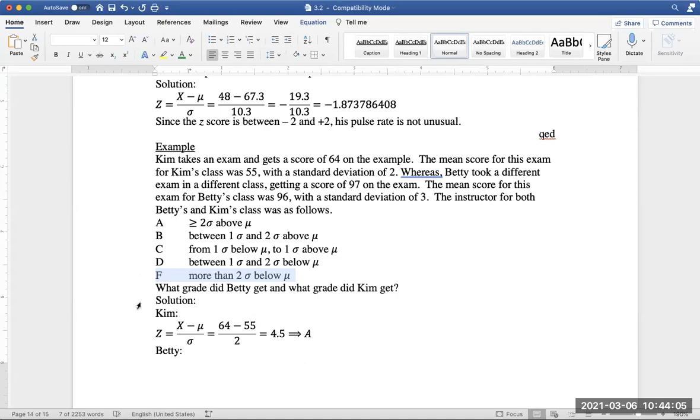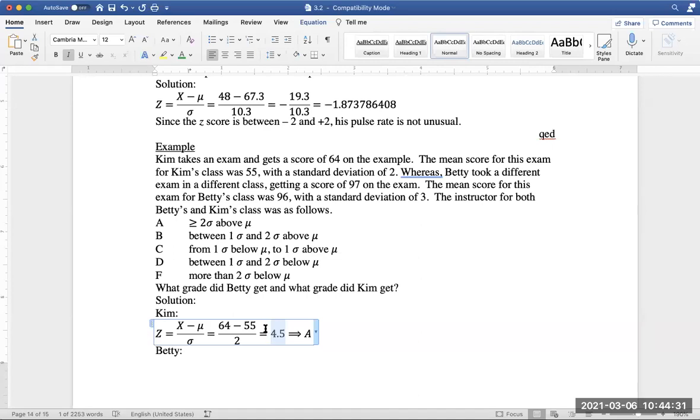So let's look at Kim. Kim got a 64. The mean was 55 and the standard deviation was 2. 9 divided by 2 is 4.5. She's 4.5 standard deviations above the mean. That is a very, very good A. And so, yes, that's definitely an A.